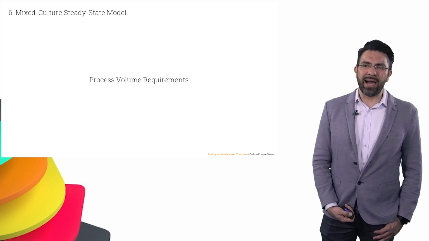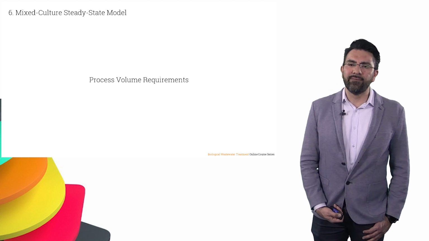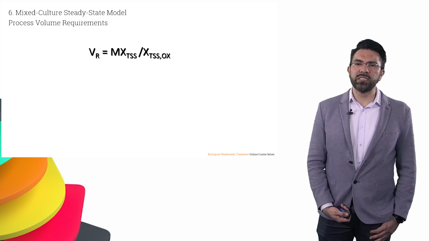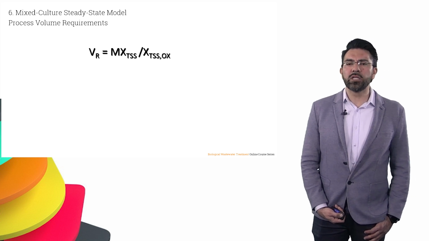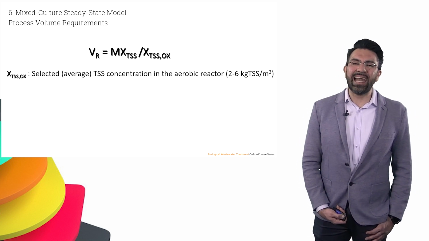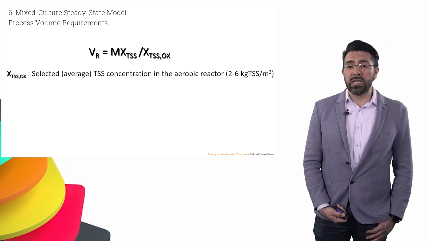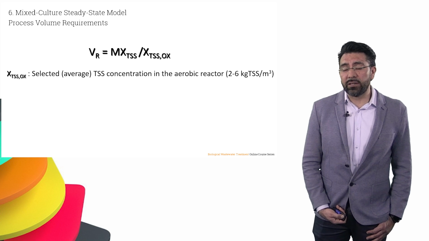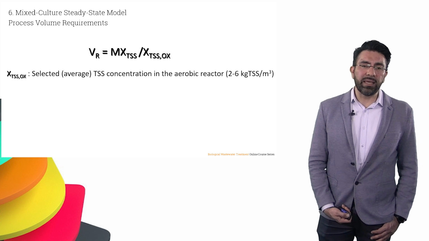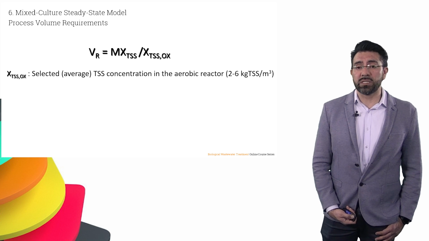We have estimated already the masses, and now we can also start to calculate what should be the volume of our EBPR system. The volume of our EBPR system can be estimated based on the total mass of solids that we have previously computed, but now we need to select an average TSS concentration for the aerobic reactor. Typically, the ranges can go from 2 to 6 kilograms of TSS per cubic meter, and typically values of around 3 to 4 are used when the systems are sized.